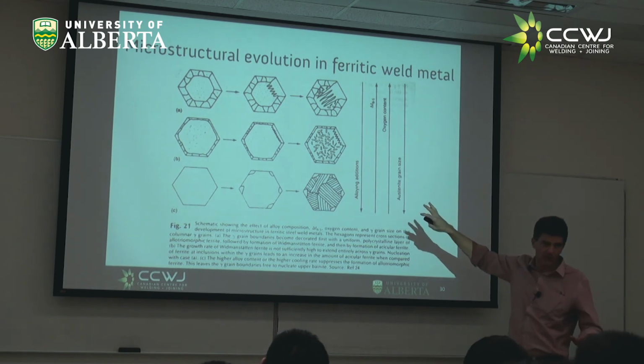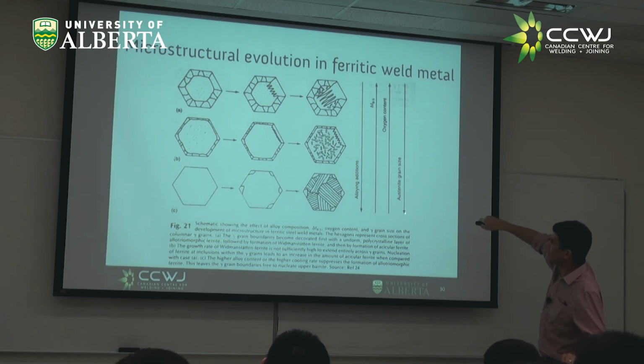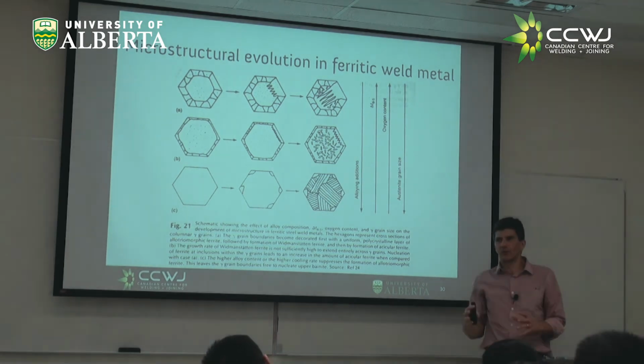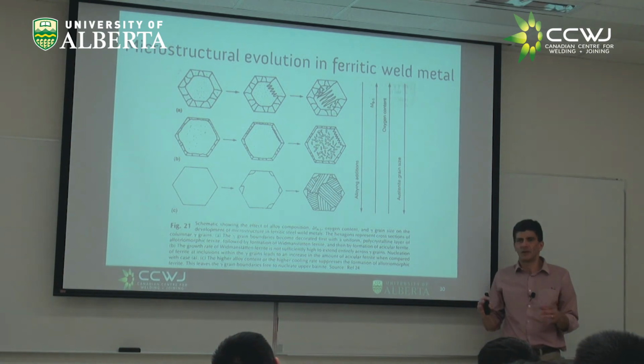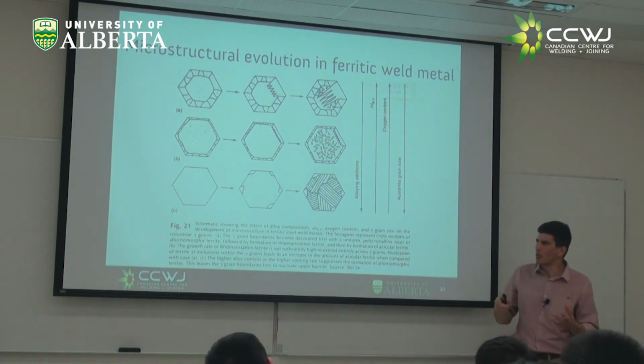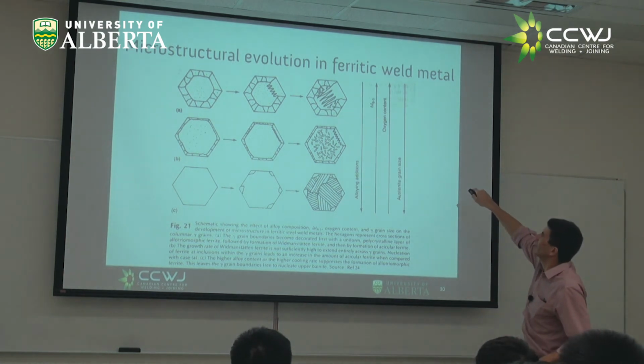The ones at the bottom are more hardenable because they have more alloying additions, right? Austenite grain size, bigger austenite grain size. The austenite grain size is almost like an alloying element, right? More grain size, more hardenability.